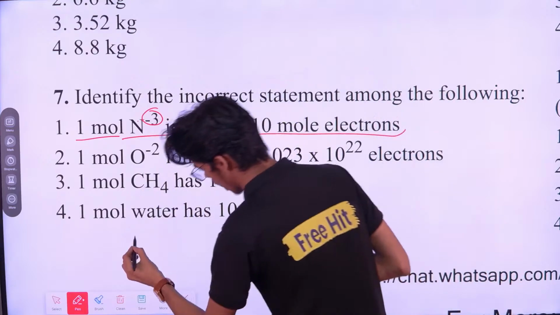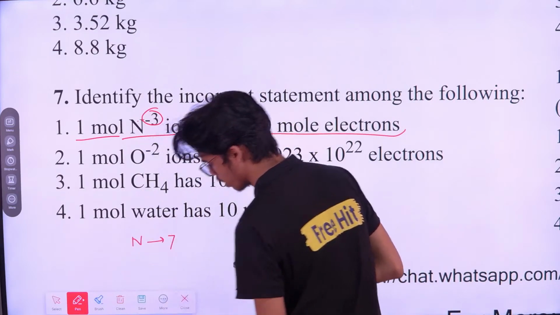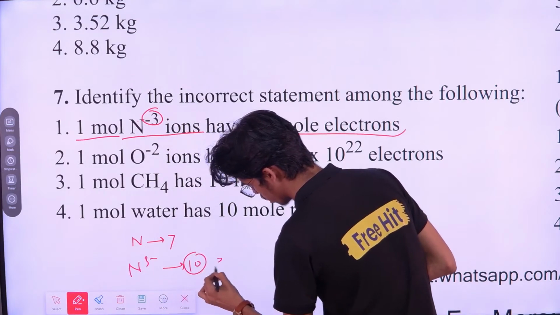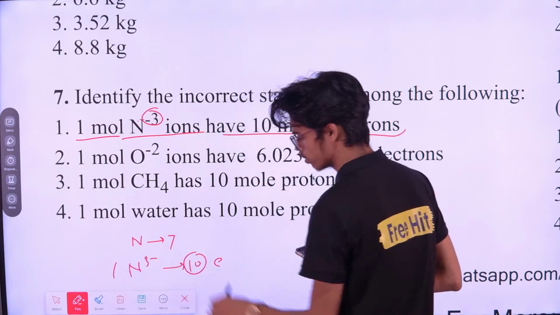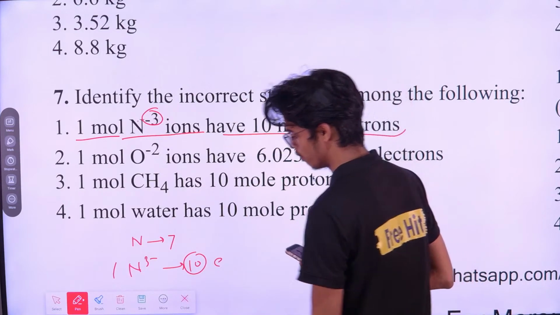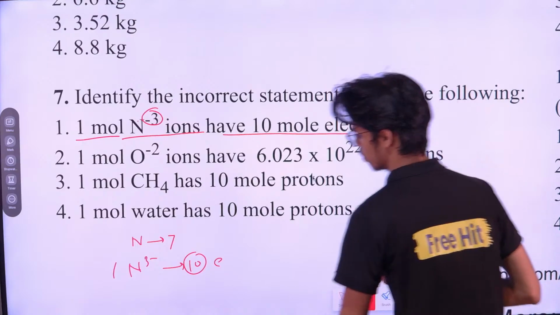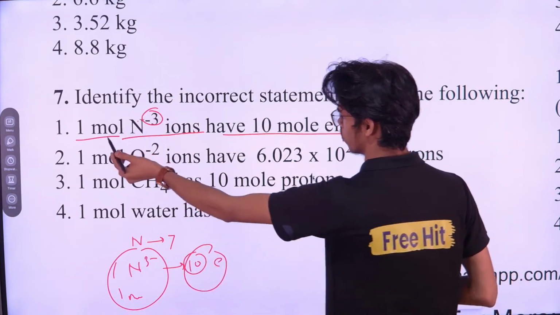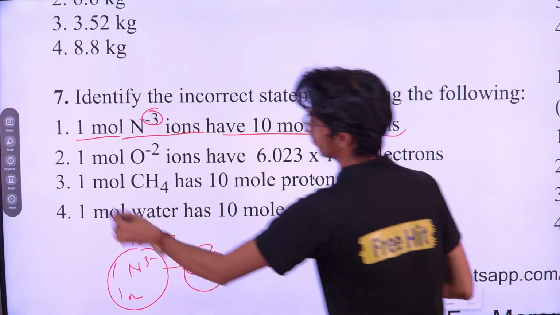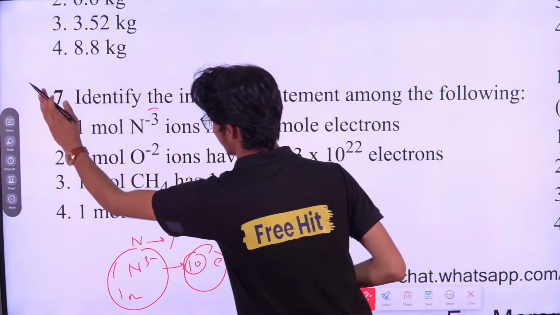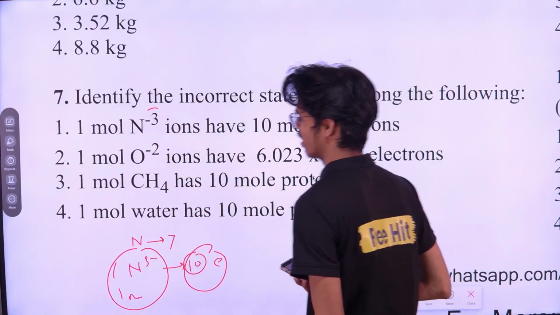So N has 7 electrons. So N3 negative will have 10 electrons. Right. So for 1 particle of nitride, it has 10 electrons. Then what does it mean? It means 1 mole of this is equal to 10 moles of electrons. Very good. You are right. Oh, sorry. This is not the answer. We have to find the incorrect statement. So this is correct. Now, option number 2.